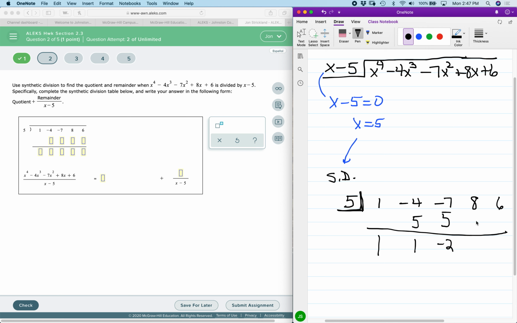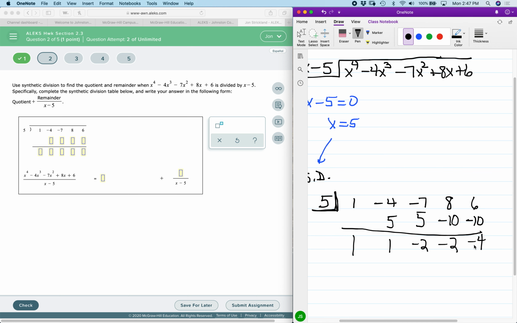Multiplying 5 and negative 2, I come out to negative 10. Adding together 8 and negative 10, I have a negative 2. 5 times negative 2 is going to be negative 10. And 6 plus negative 10 comes out to negative 4. And now for the last column total, the remainder is going to be negative 4.